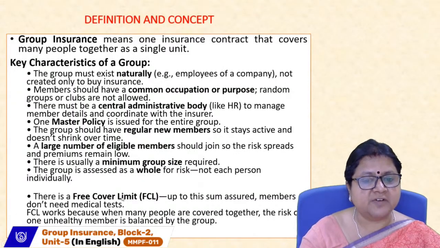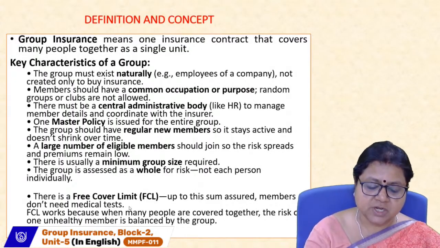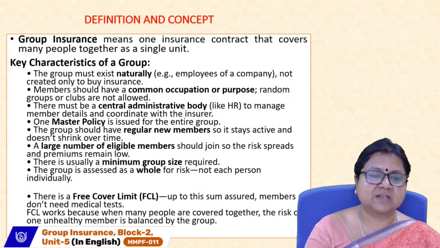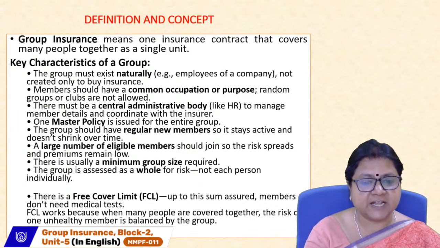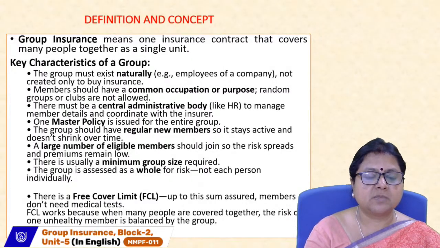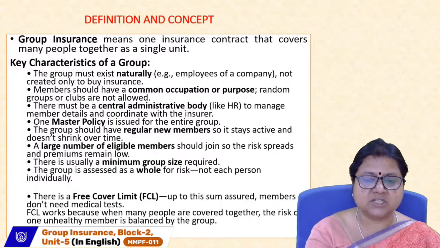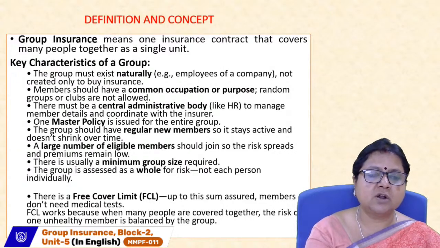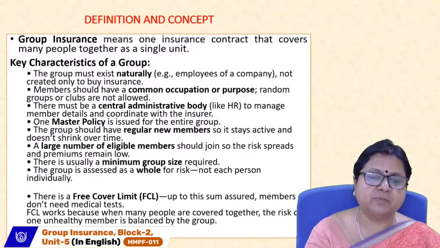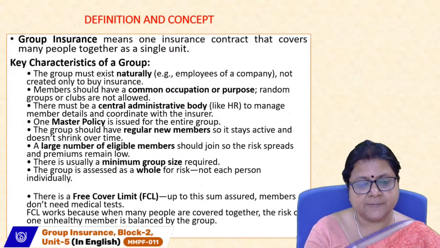There is a free cover limit up to this sum assured. Members do not need a medical test in any organization. Suppose the sum assured is 5 lakhs. In case of accidental death, the dependents of that employee will get a sum assured of rupees 5 lakhs. So suppose the group insurance policy is taken by the company, in that case you need not give any sort of medical details, or there will not be any sort of medical test for those employees.